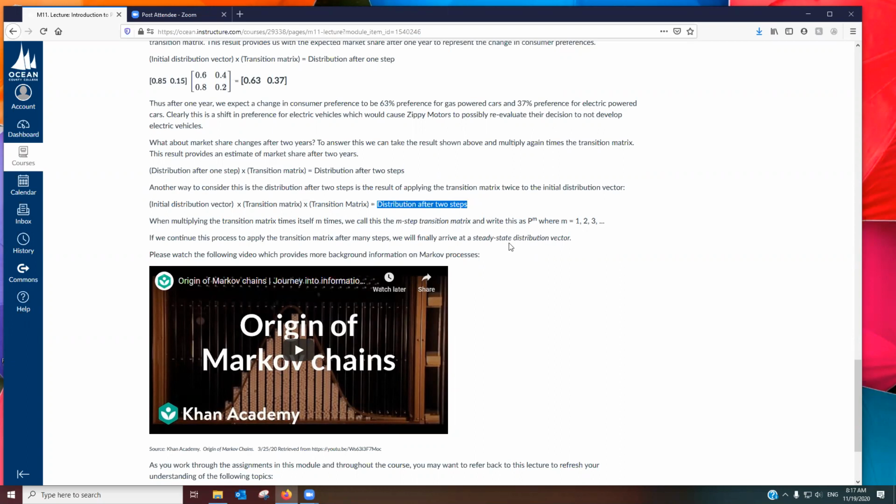Now, if you keep doing this over and over, there's something called a steady state distribution vector. That's worked out in the textbook, and it shows you what happens if you assume many applications of this transition matrix, kind of telling you what happens in the long run.